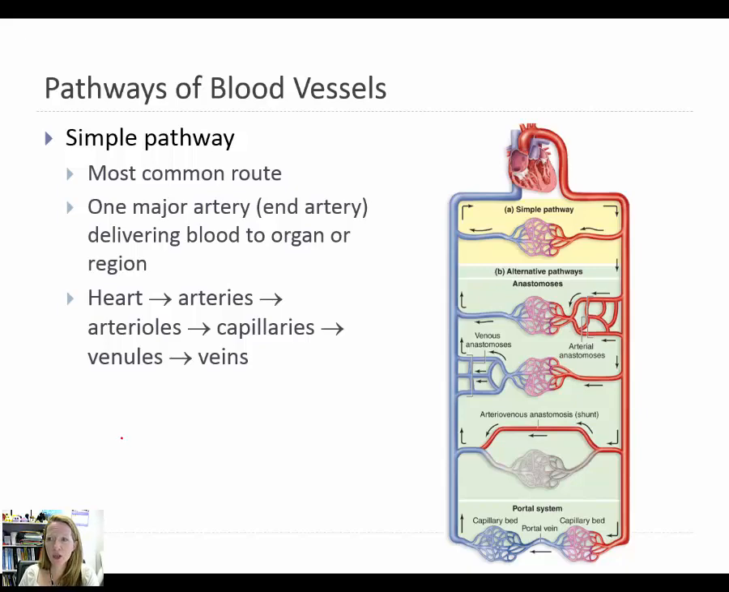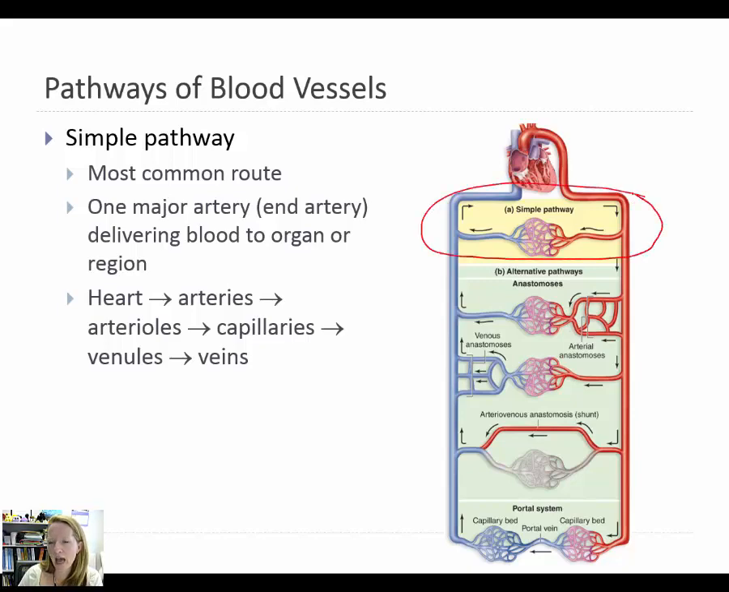Hi everyone. Let's go ahead and finish up section 1 of chapter 20 here. In the last video we were just looking at the arteries, the veins, the capillaries, the different types that we have. What this is looking at is the different types of pathways that we have for blood vessels.